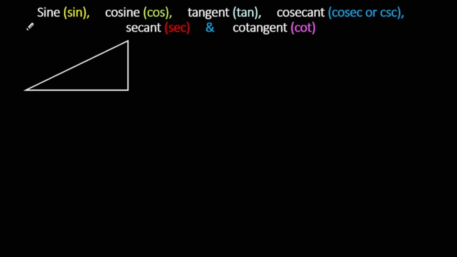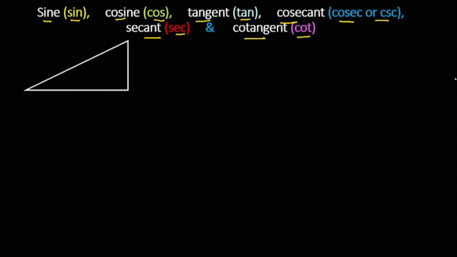In this lesson, we are going to learn about 6 trigonometric ratios, which includes the sine, cosine, tangent, cosecant, secant, and cotangent. What I've written in brackets represents a short form of each trigonometric ratio. For example, sine can also be written as sin, cosine, cos, tangent, tan. Cosecant can either be written as cosec or CSC. Secant is sec, and cotangent is cot.